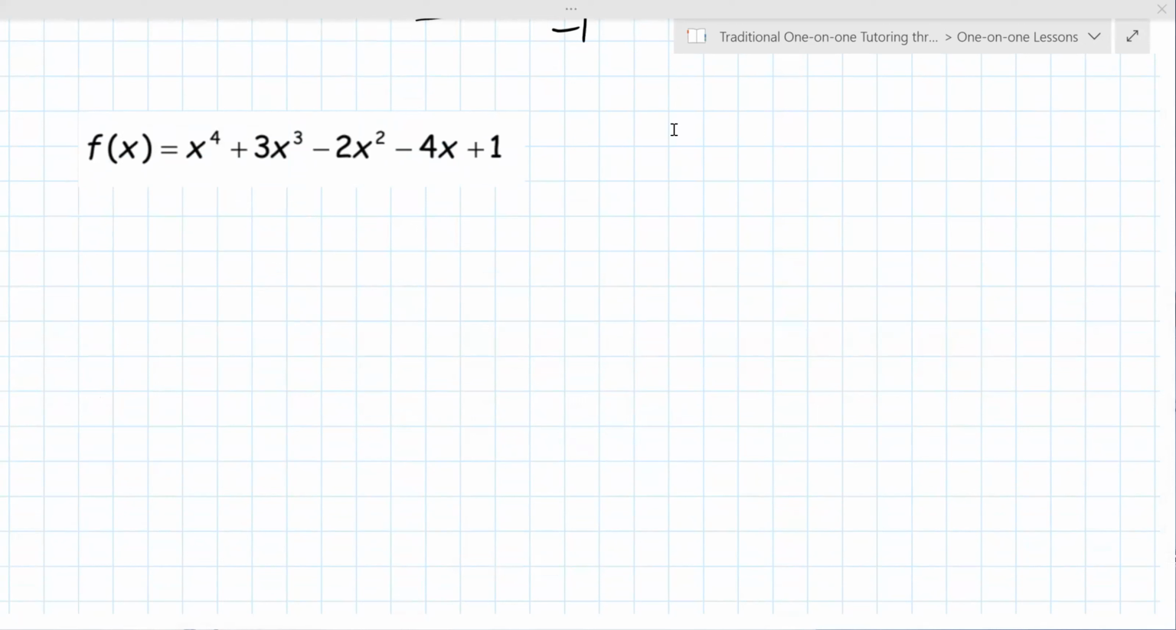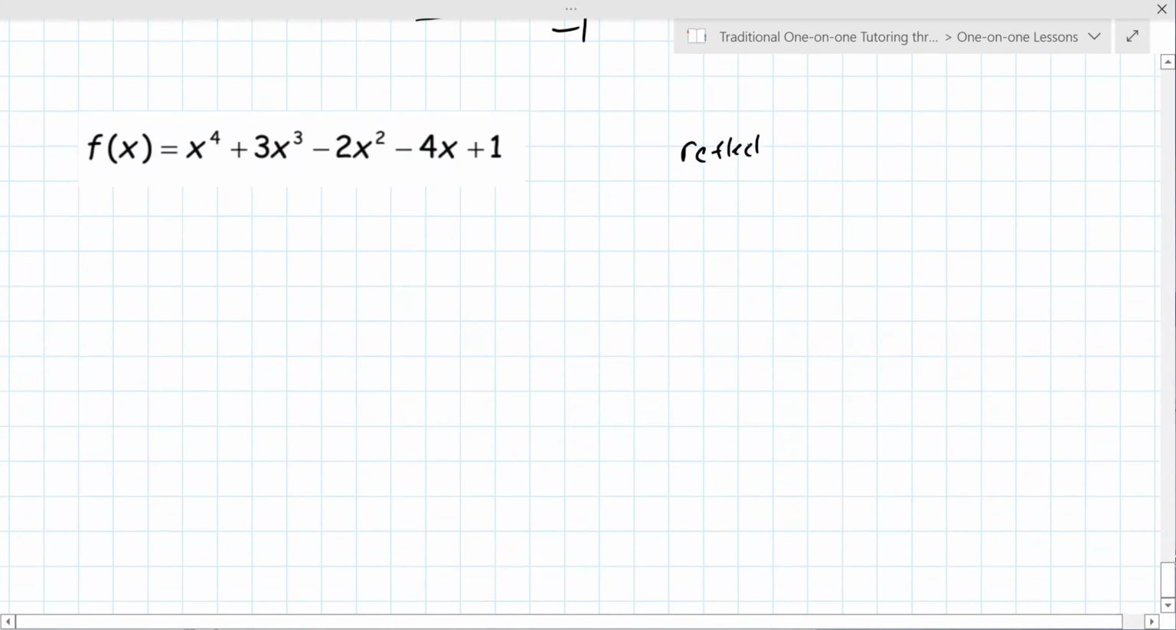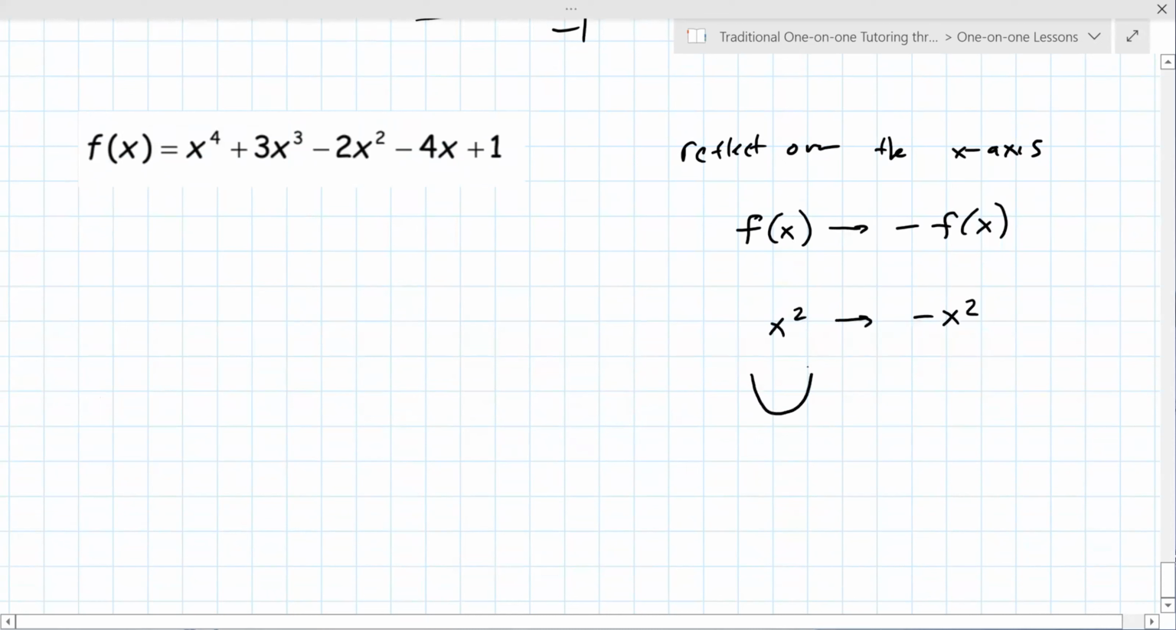If you wanted to reflect over the x-axis, which is exactly what 17 asks for, it is the following. f of x becomes minus f of x on the outside. And think of it this way. It's like x squared going to minus x squared. It goes from opening up to opening down. That's one easy way to remember that.